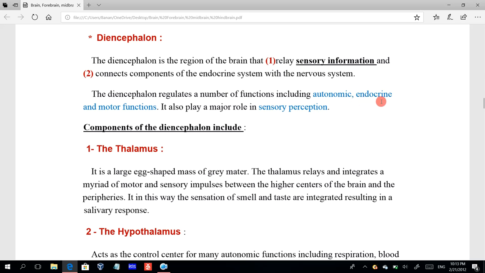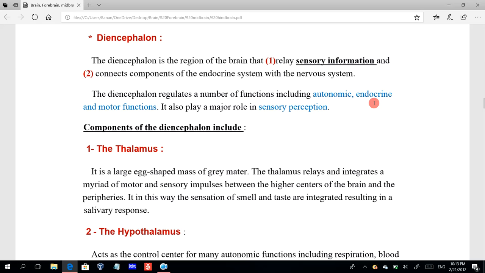Also, it regulates the endocrine and motor functions. Endocrine functions, like, for example, the pituitary gland. The pituitary gland secretes hormones. These hormones are not secreted haphazardly. No, it is under control and regulation by the effects of the diencephalon, and part of the diencephalon which is the hypothalamus. Also the motor functions.